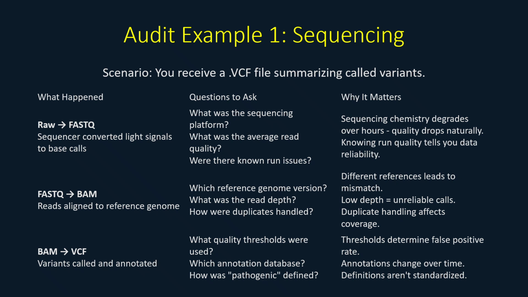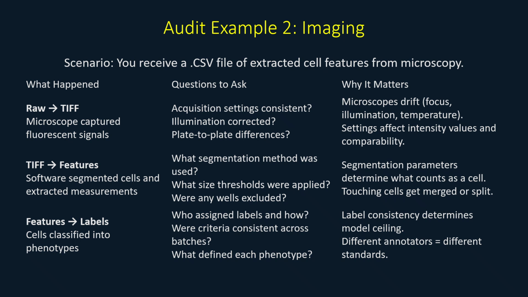Okay, so now let's see another example that is from imaging. Suppose you receive a CSV file containing extracted cell features, measurements like cell area, fluorescence intensity, or shape descriptions, for example. From a scientific perspective, that file already reflects many upstream decisions. The first question is how individual cells were identified in the images. Because different segmentation approaches handle overlapping or touching cells a bit differently. And those differences propagate directly into the feature values you see.